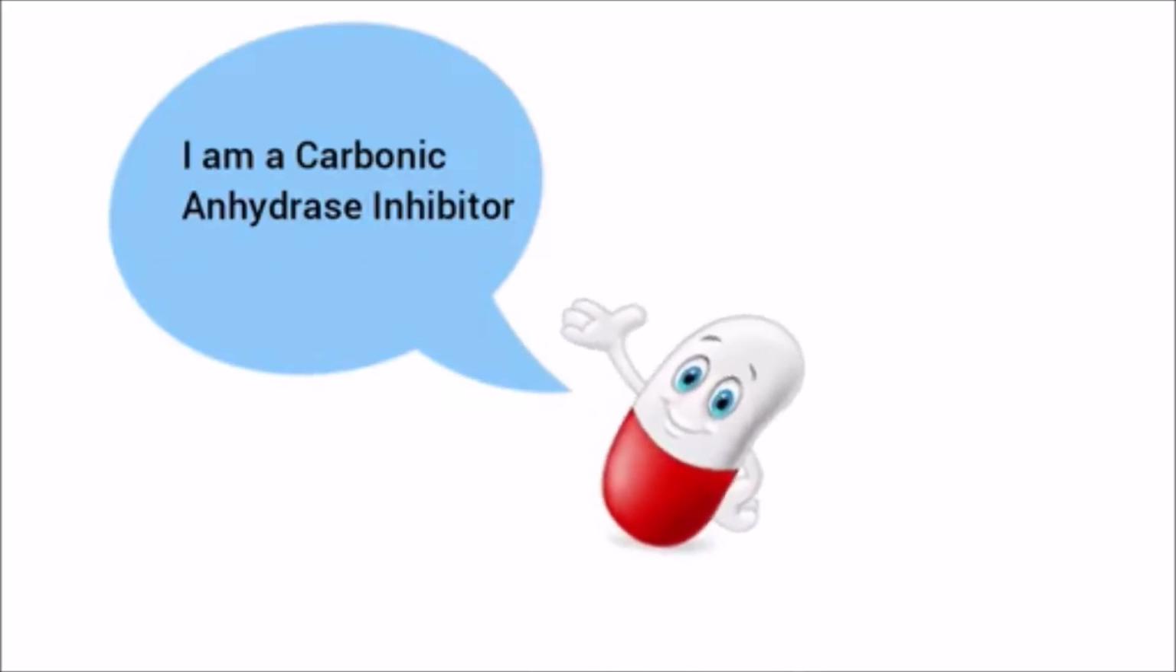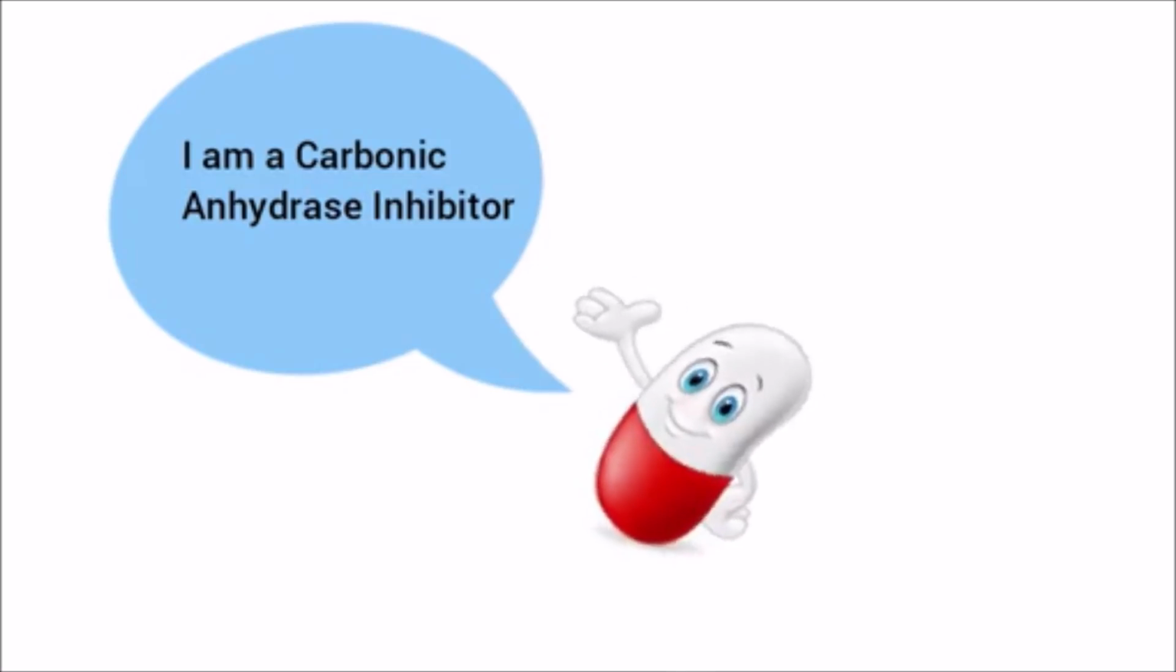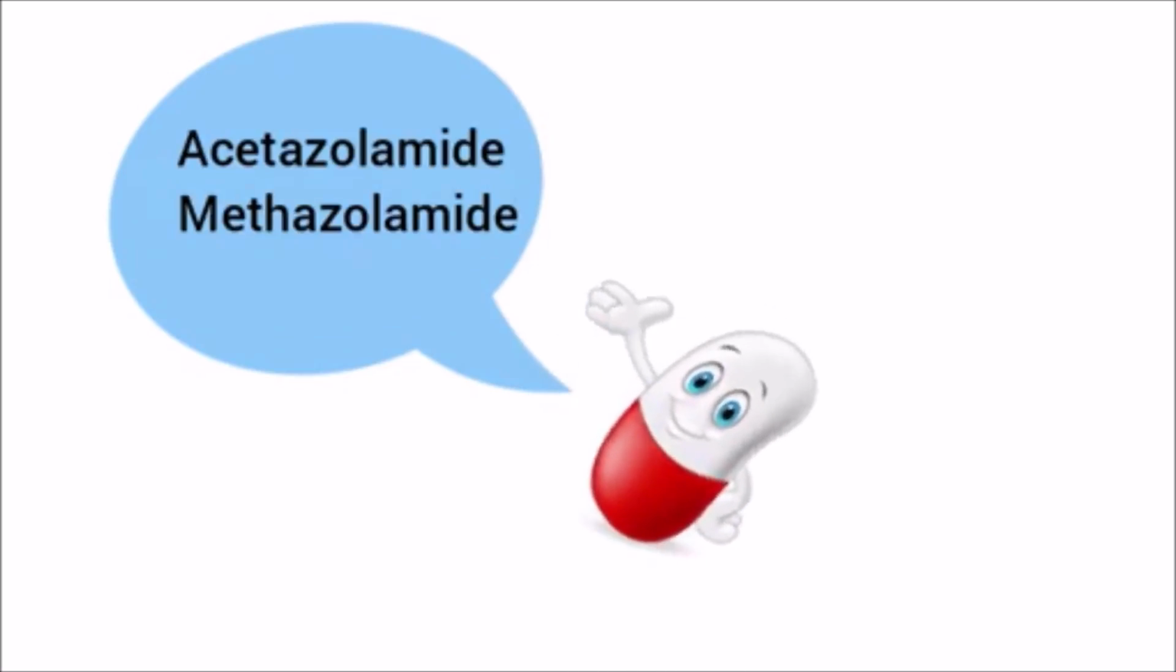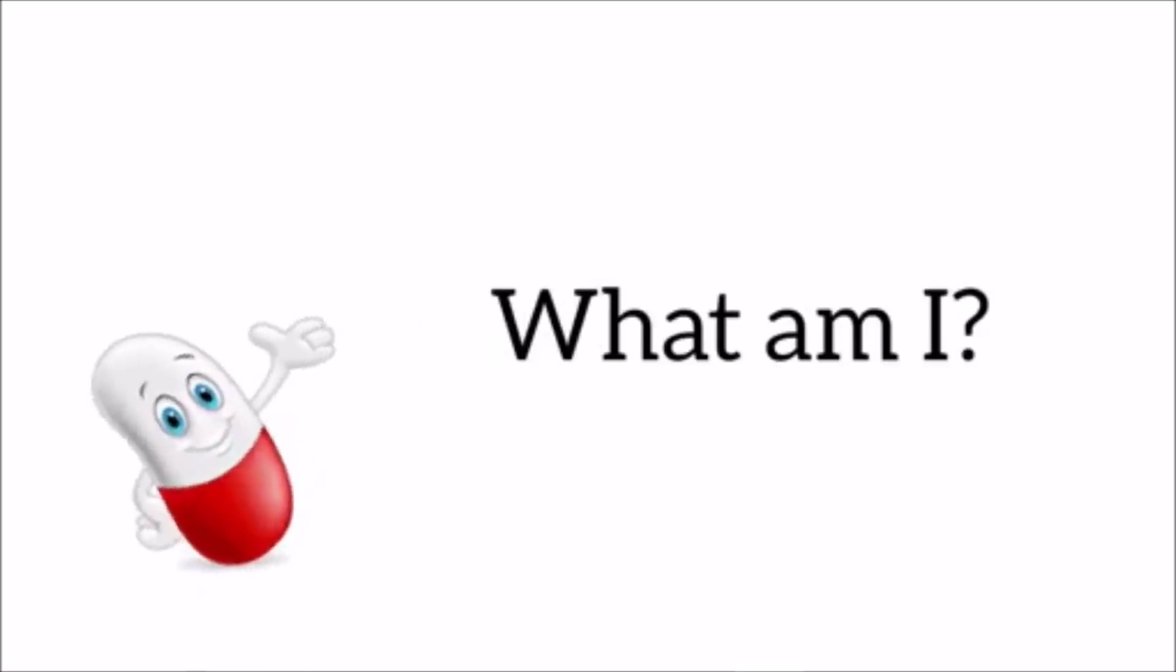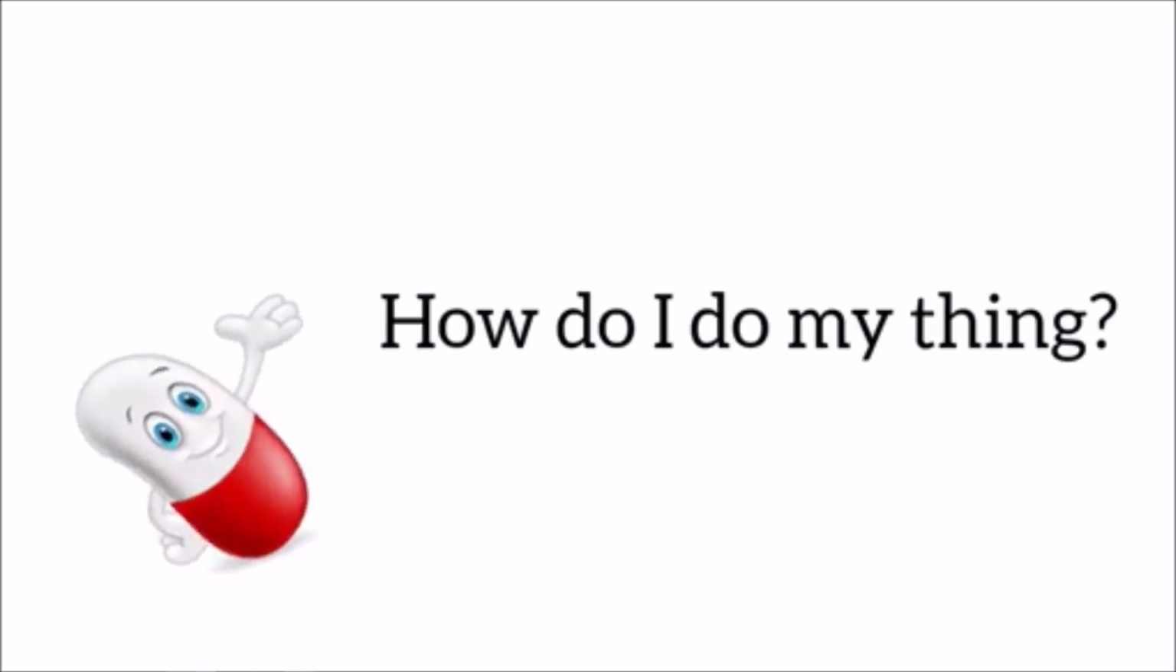By the way, I am a carbonic anhydrase inhibitor. I have two drugs under my classification, acetazolamide and methazolamide. I belong to the diuretic class. Yep, I am a drug that makes you pee. But what exactly am I? What am I used for? And how do I do the things that I am an expert at doing?